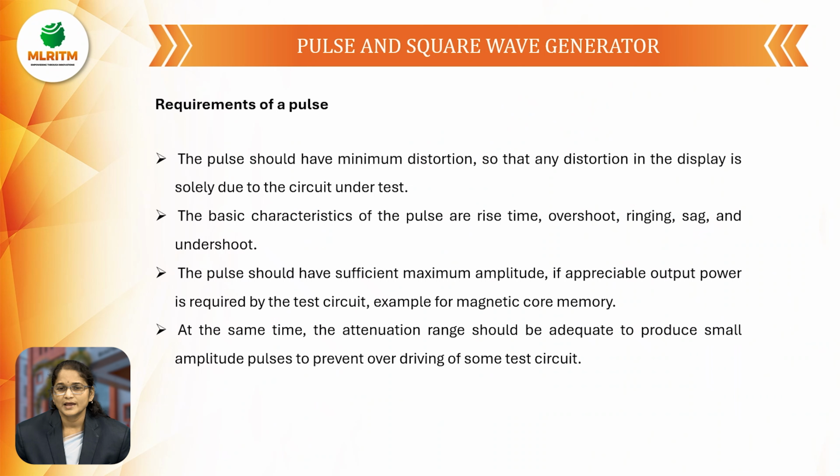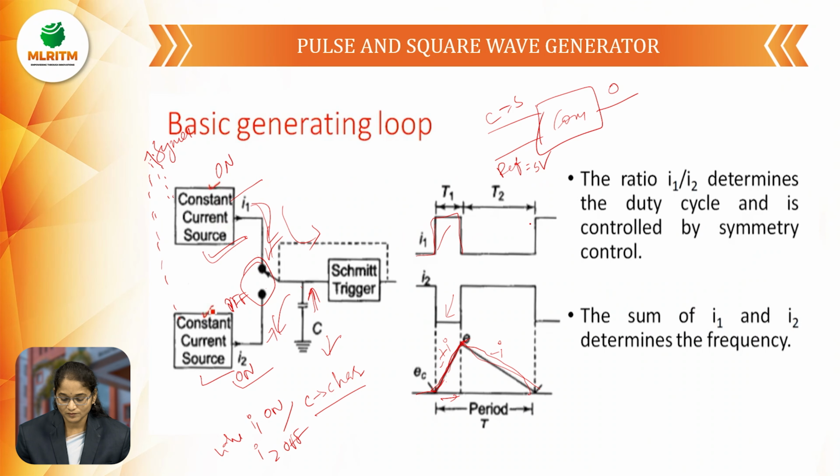Okay, what are the requirements of this pulse? The pulse should have minimum distortion, so that any distortion in the display is solely due to the circuit under test. Whenever we generate a signal, we should find values to measure while the instrument is under test. The basic characteristics of a pulse are rise time, fall time, overshoot, ringing, and sag. Before going to these, we should know what the rise time and fall time are.